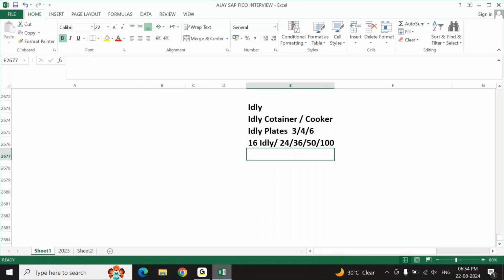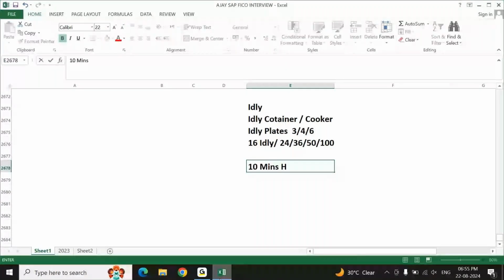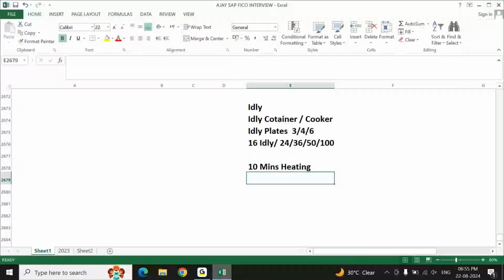Now, if I say that this is the timeline, let's say 10 minutes heating is required to produce idli. Now, does this 10 minutes depend on 4 idlis, 24 idlis, 36 idlis, or is it irrespective of my output? Is it the same time? Those who prepare idli, those who saw how idlis are prepared?